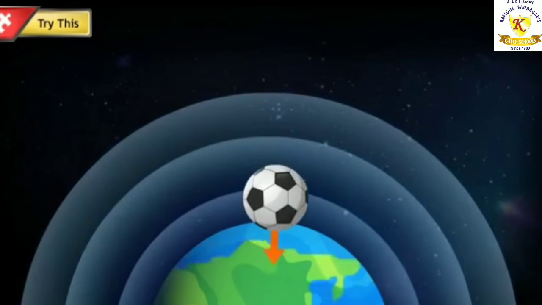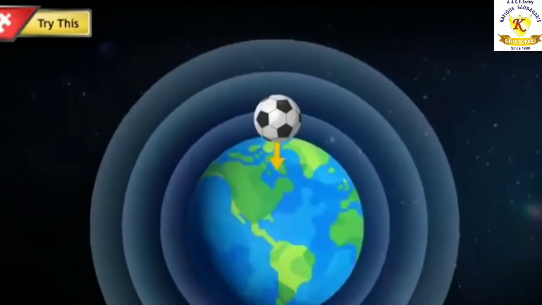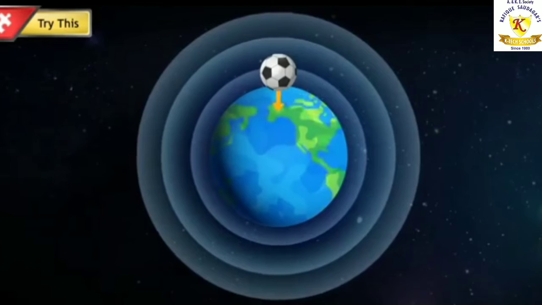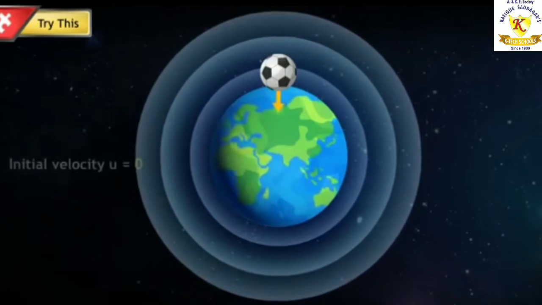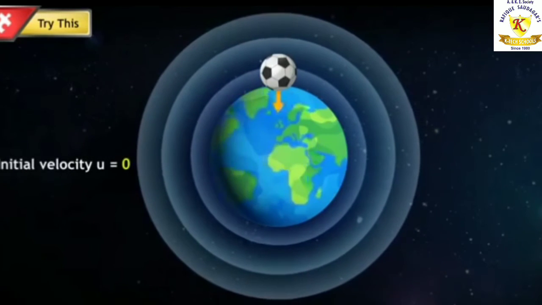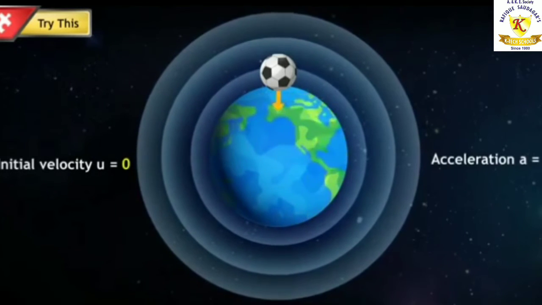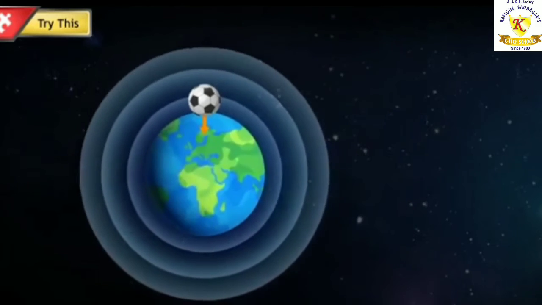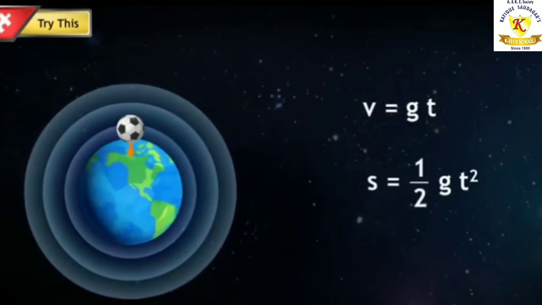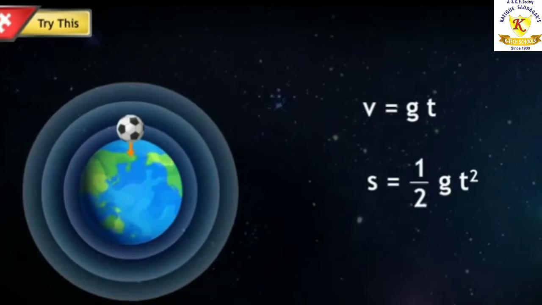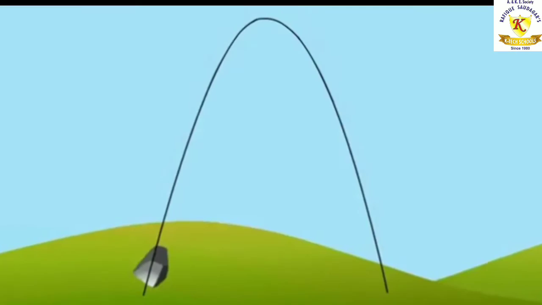For a freely falling object, the velocity on reaching the earth and the time taken for it can be calculated by using Newton's equations of motion. For free fall, the initial velocity u is 0 and acceleration a is g. Thus, we can write the equations as v = gt, s = 1/2 g t square. So, v square = 2gs.